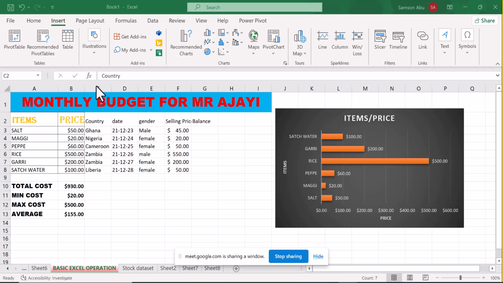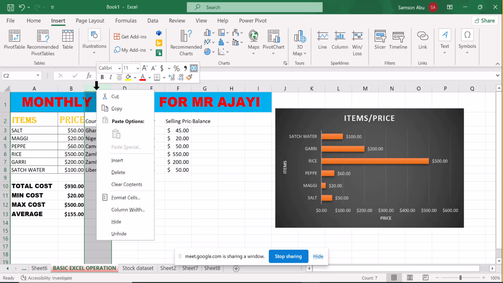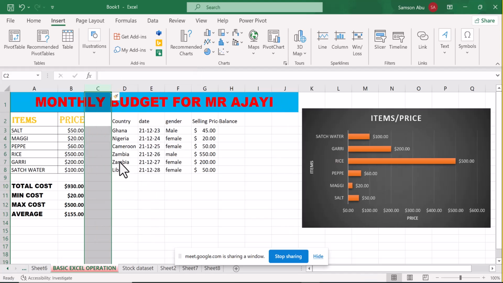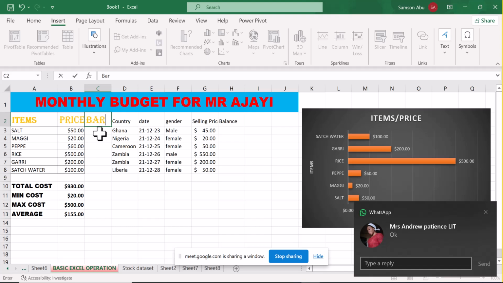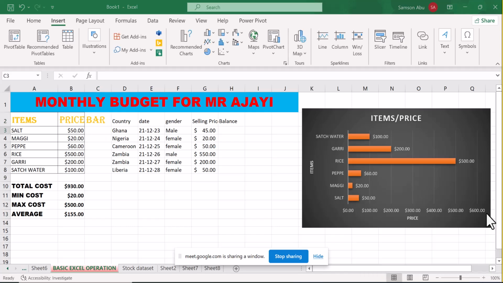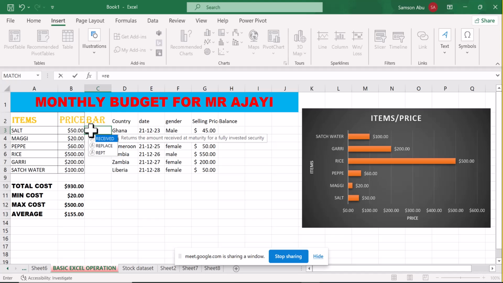Can you see my screen? On column C, right click and click on insert. A new column will appear. I want to put a bar here. To do that, I will now put equal to REPT, R-E-P-T, then you open your parentheses.